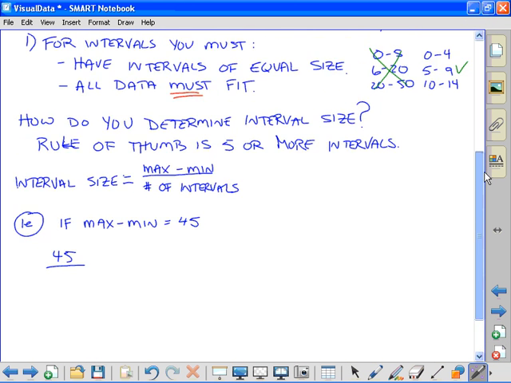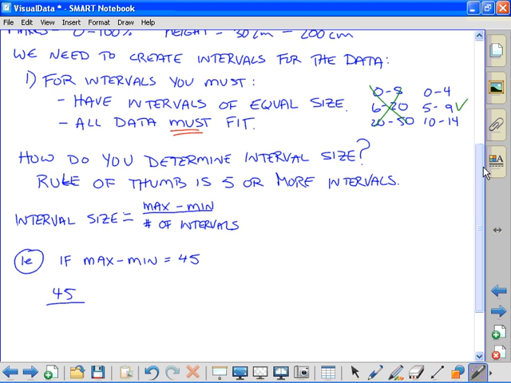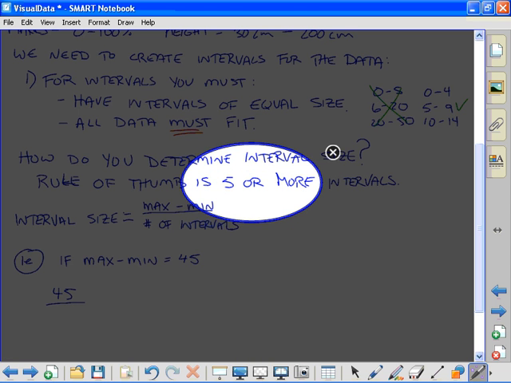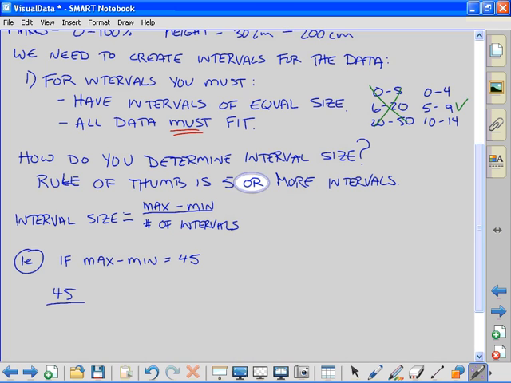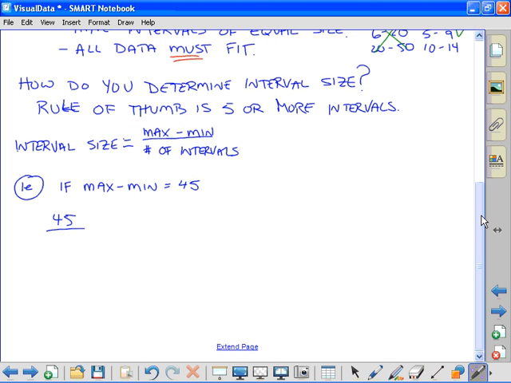If I scroll back up for a second, the rule of thumb is 5 or more intervals. So I know the minimum number to divide by is 5. In this case, does 5 divide evenly? The answer is yes. We can put a 5 in there, and you end up with 9. So each interval size would be 9, so you'd have 9 pieces of data in the first line, 9, and 9, and so on and so forth.